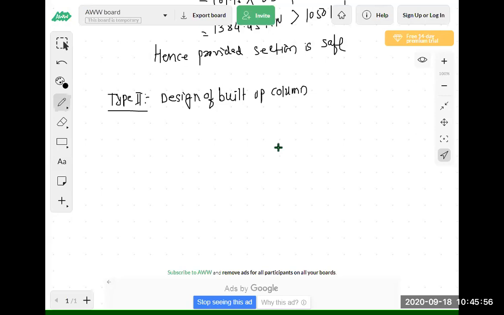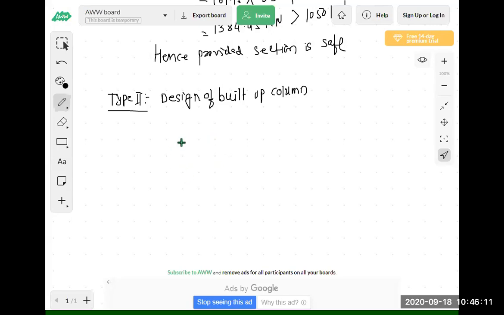So same, only the words are changed. Instead of single compression member, simple column is there, or instead of double angle, built up column is there. Are you getting? So how to design the built up column, that we will see.